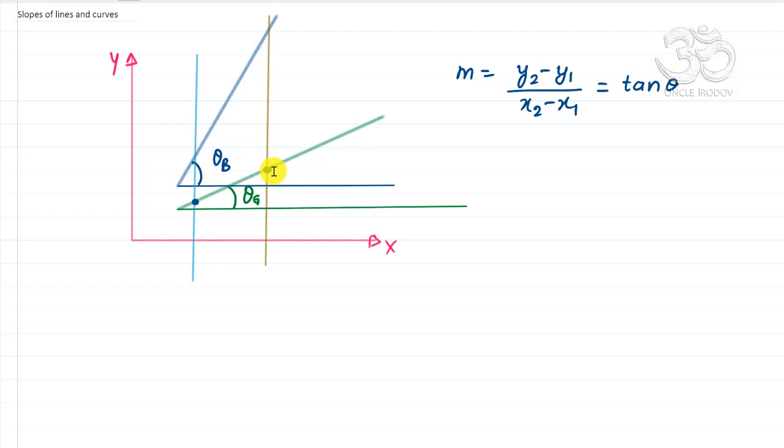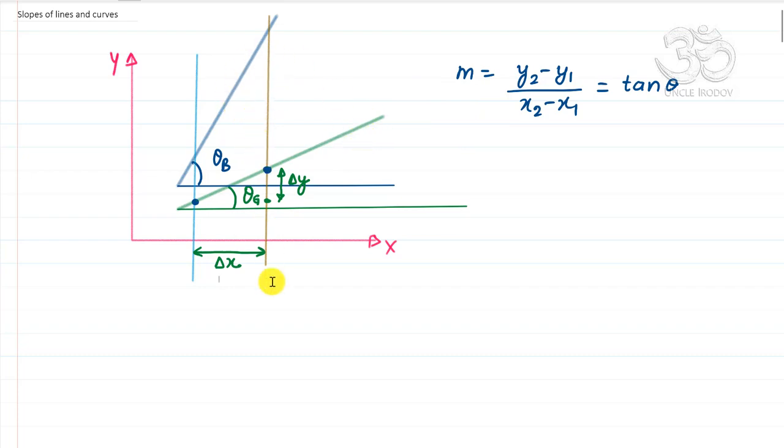And then for the green line, find out the value of the change in y coordinate to the change in x coordinate. The change in y coordinate is probably shown by this entire height, delta y, and the change in x coordinate is shown by the distance between these two lines, delta x, and the ratio here will give you tan theta g, which is also the slope of this green line, and the same thing for the blue line, right?